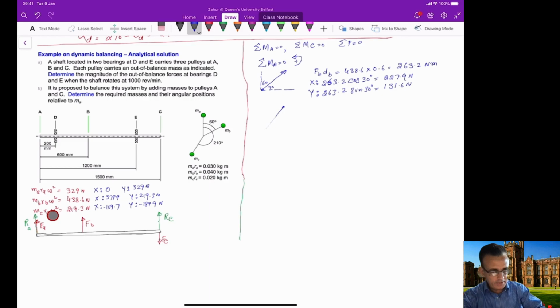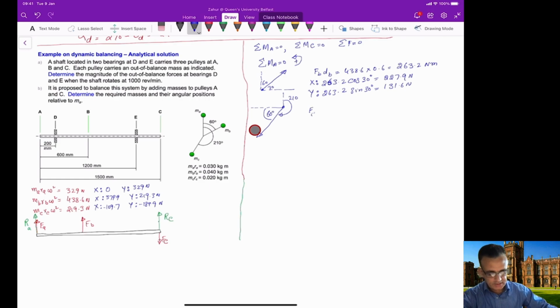So, the value of this, because this angle is 210, and then this angle will be 60 degrees, and it is in the direction of this MC, and this will be equal to FC times DC, so into the distance.